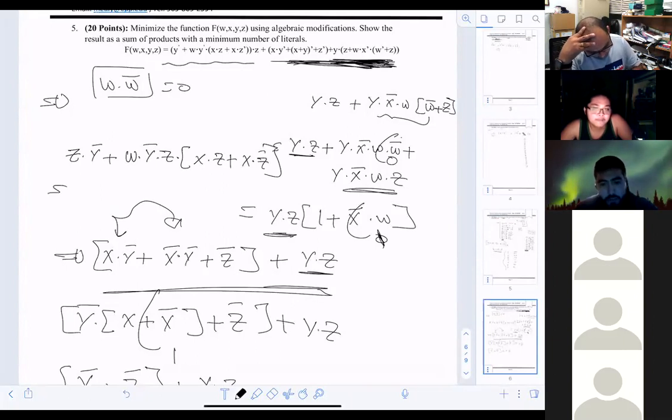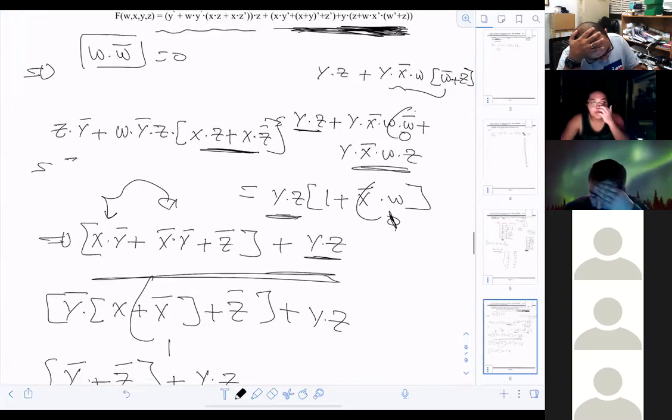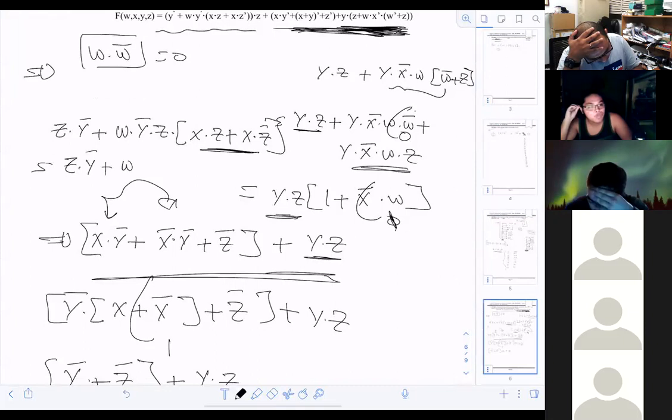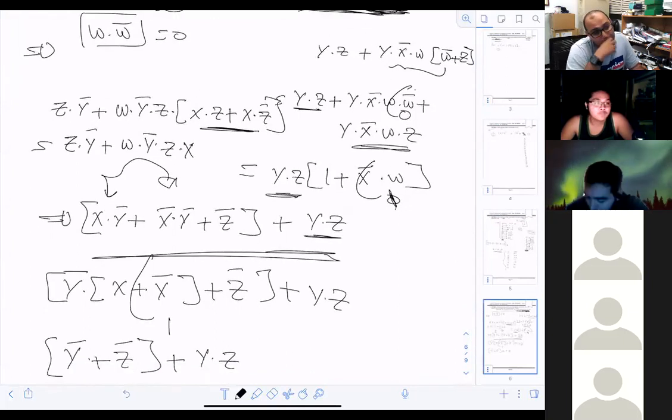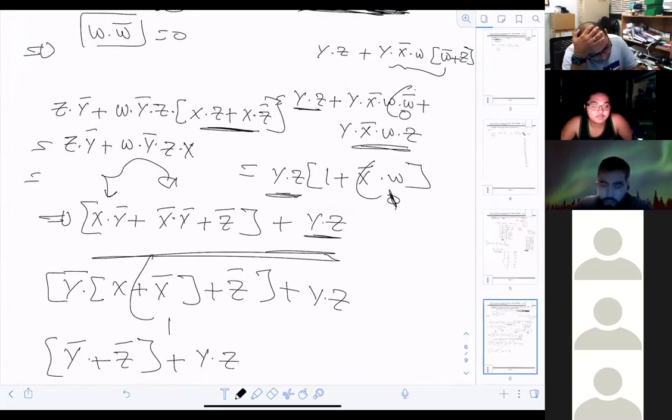Now this part is going to be X, right? So now we have ZY complement with the WY complement ZX. Can we do anything here? Yeah, you can take out ZY complement, and take this, and then those guys bye-bye, right? So this gentleman is just Y complement Z. So far, so good?